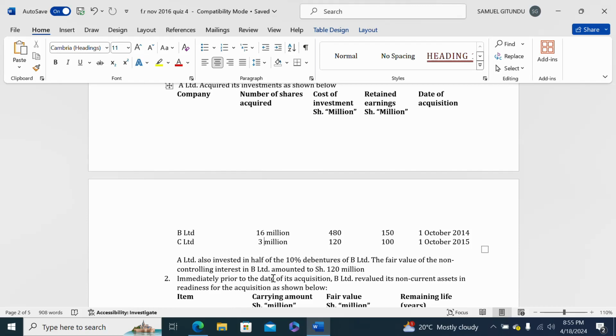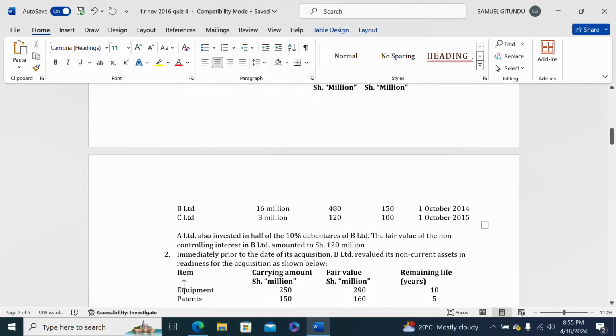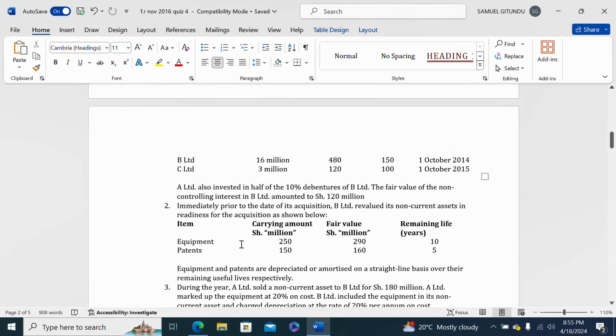Number 2. Immediately prior to the date of its acquisition, B Limited revalued its non-current assets in readiness for the acquisition, as shown below. Equipment: their carrying amount was 250 million. They were revalued to 290 million, and they had a remaining life of 10 years.